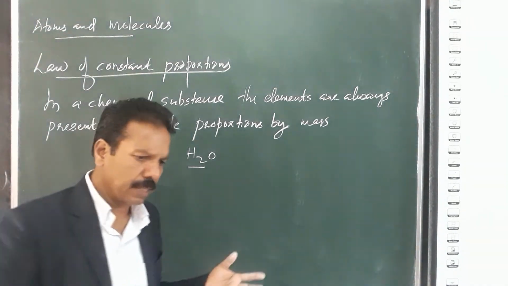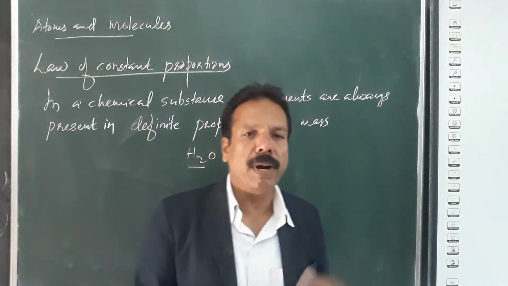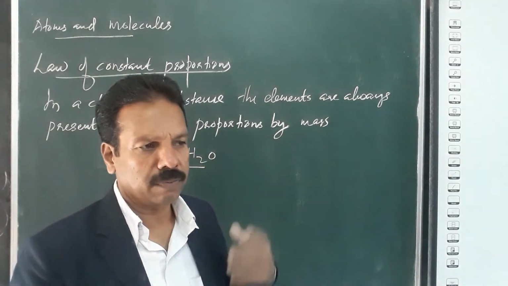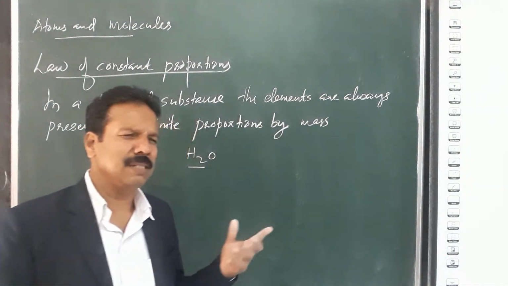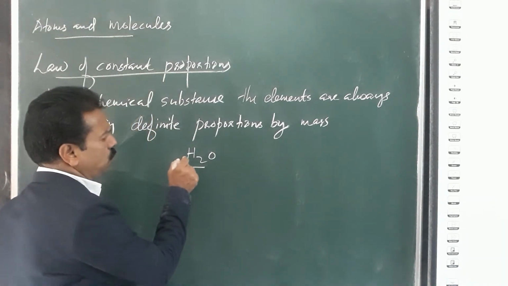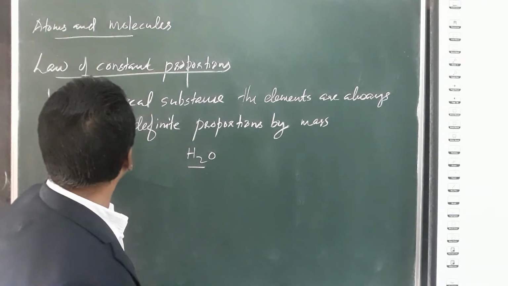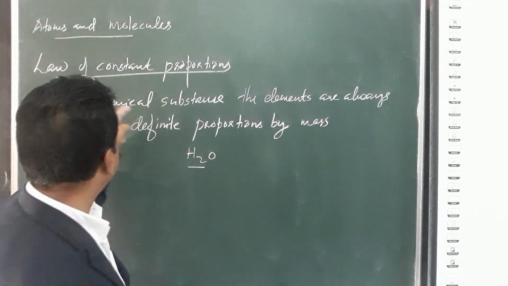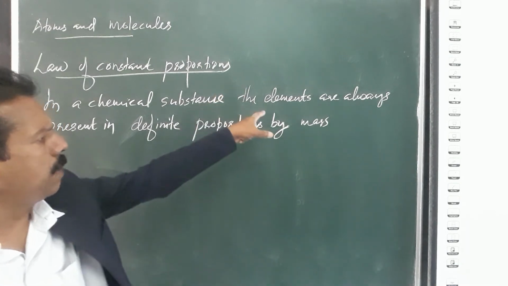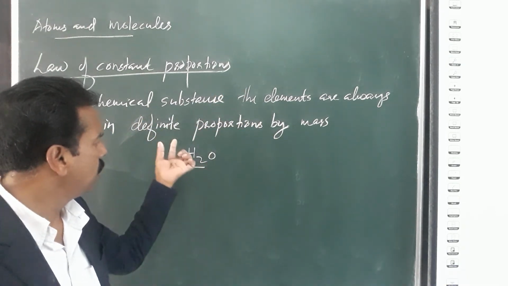If you are taking water from any place, water from New Delhi, water from Mumbai, water from Chennai, water from New York, any place in this world, water is always combined of two atoms of hydrogen and one atom of oxygen. This is known as law of constant proportions. In a chemical substance, elements are always present in definite proportion by mass. Okay?